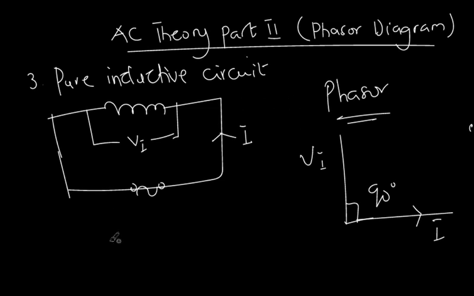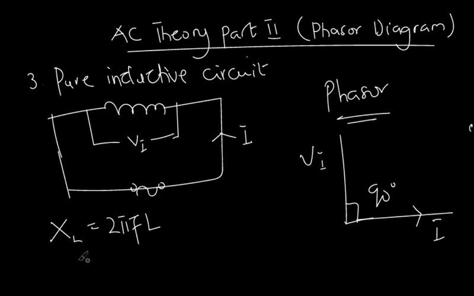So the overall opposition in this case is XL, which means inductive reactance. The inductive reactance in this example is given by 2 pi FL, where L is the inductance of the inductor that we have over here.